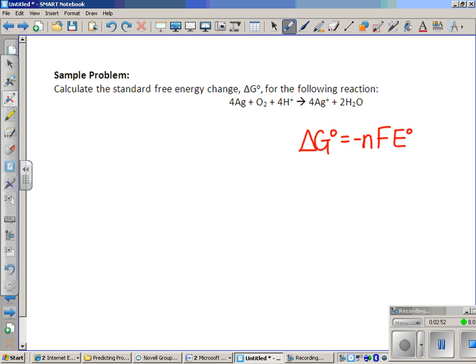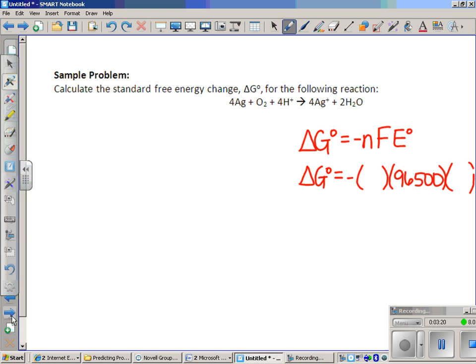In the problem, they really didn't give us anything. We know that we're solving for delta G. I don't know what N is yet. I always know that F is 96,500, so I'll just write that in. And I also don't know the E cell yet. So I have some work to do. But these two missing things can both be found using what we learned yesterday, which was to write your half reactions and calculate the E cell using the reduction potential table.